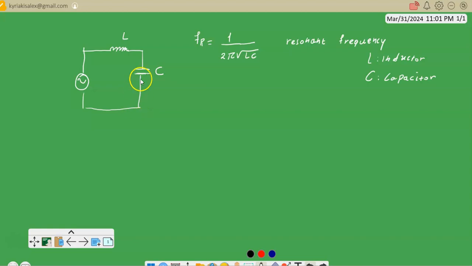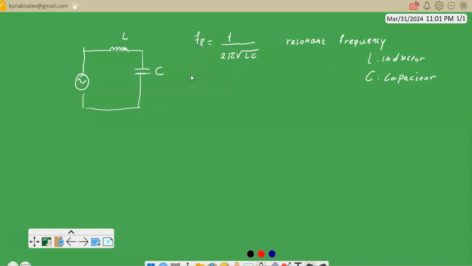There is an LC circuit where L is the inductor and C is the capacitor, and we supply this circuit with the alternating voltage here. The main goal is to show that the resonant frequency of this circuit is given by this formula.